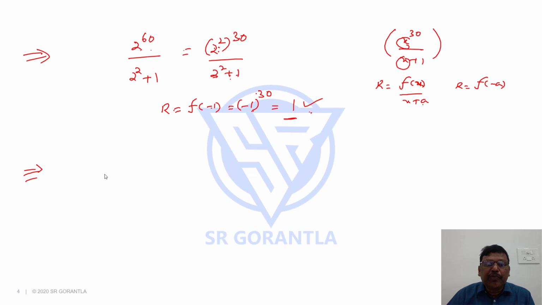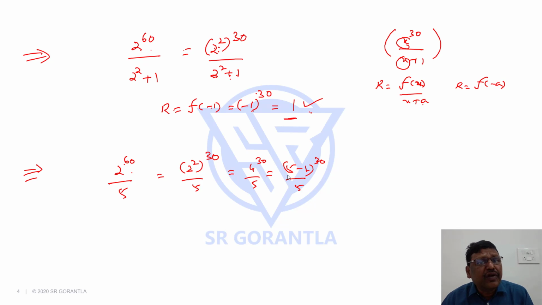binomial expansion. You know, 2 power 60 divided by 5, what is the remainder is the question. If you look at 2 power 60, I can write it as 2 square whole power 30 by 5. 2 square is 4, power 30, divided by 5. 4 power 30, I can write it as 5 minus 1 whole power 30 divided by 5.